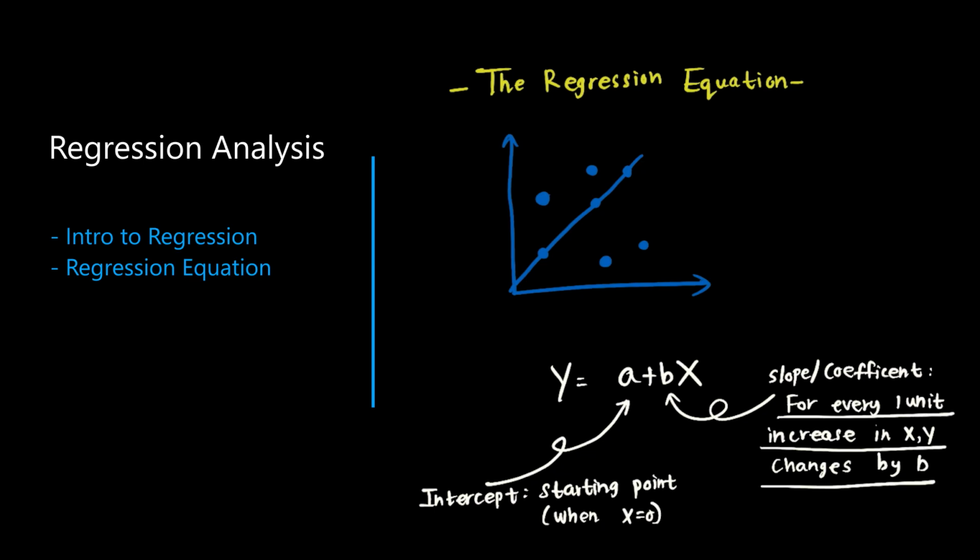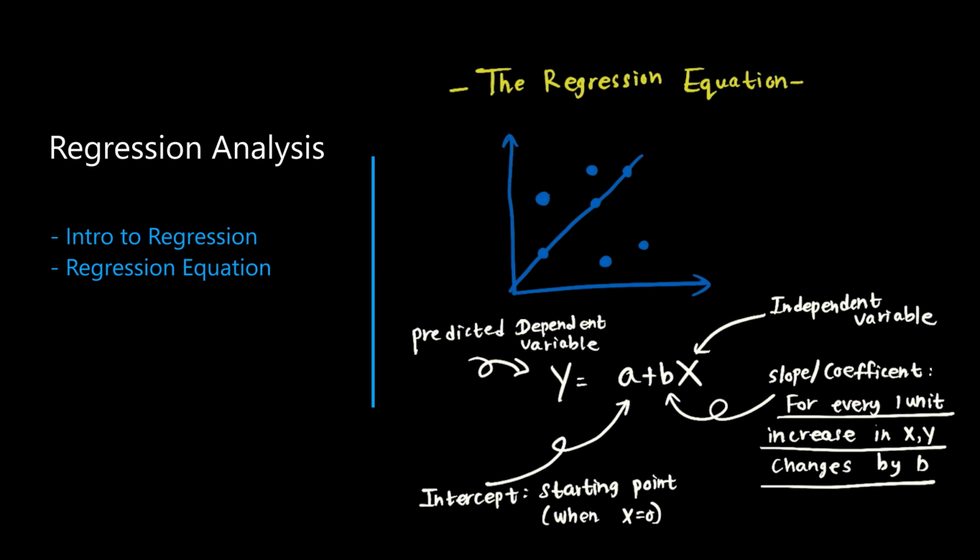B is the slope of the line, and in regression we call it the coefficient. This number is incredibly powerful. It tells us the marginal effect of x on y. Specifically, for every single 1 unit increase in our independent variable x, we predict that our dependent variable y will increase by the amount b. If b is negative, it means y is predicted to decrease.